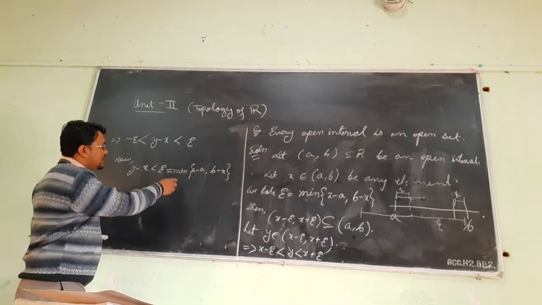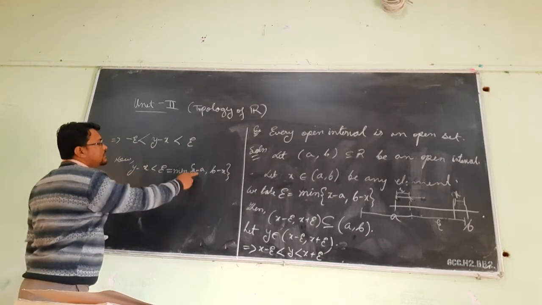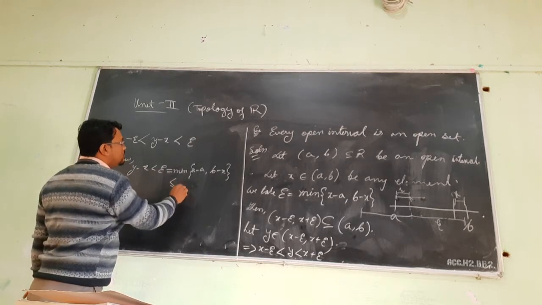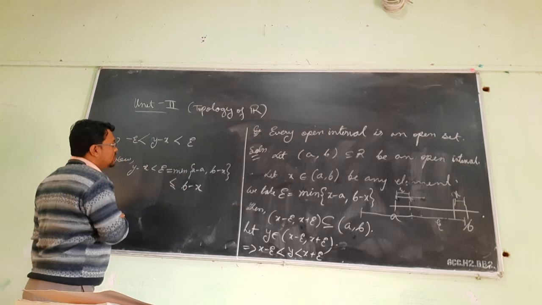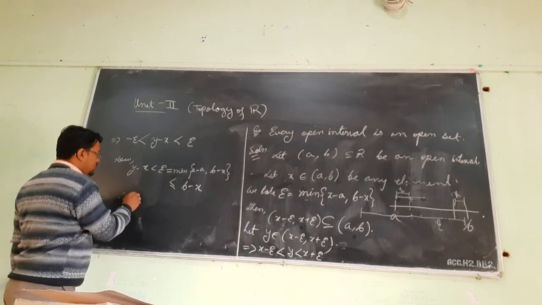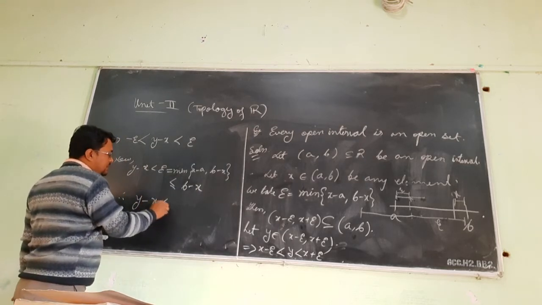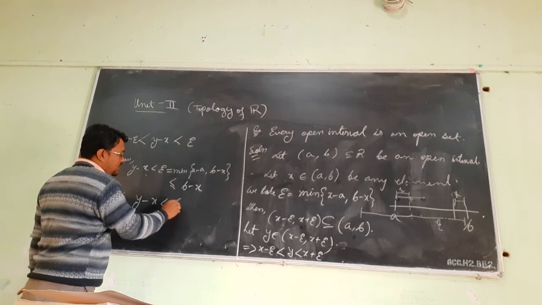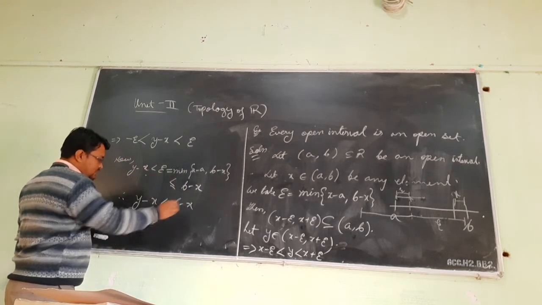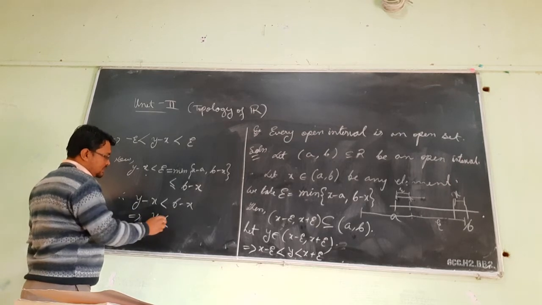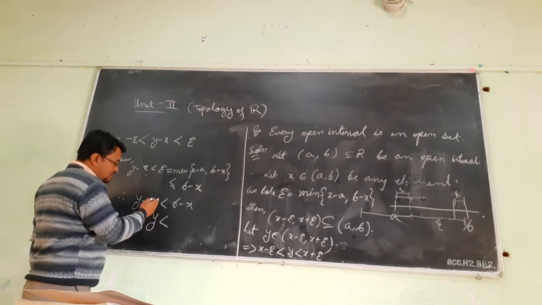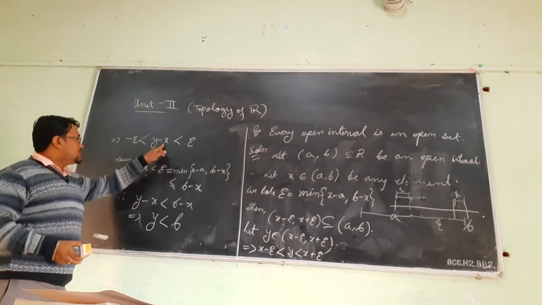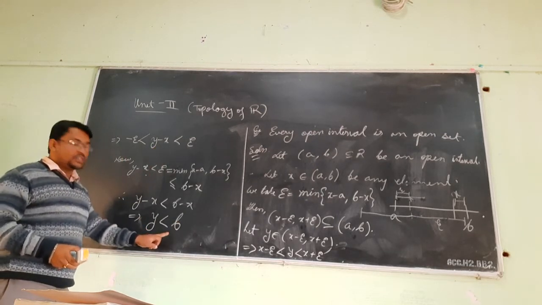So I can write this is less than or equal to b minus x. Okay, so therefore y minus x is strictly less than b minus x. Now you take x to the other side. So this will mean that y is strictly less than, this x will get cancelled, so y is strictly less than b. So this implies y is strictly less than b.